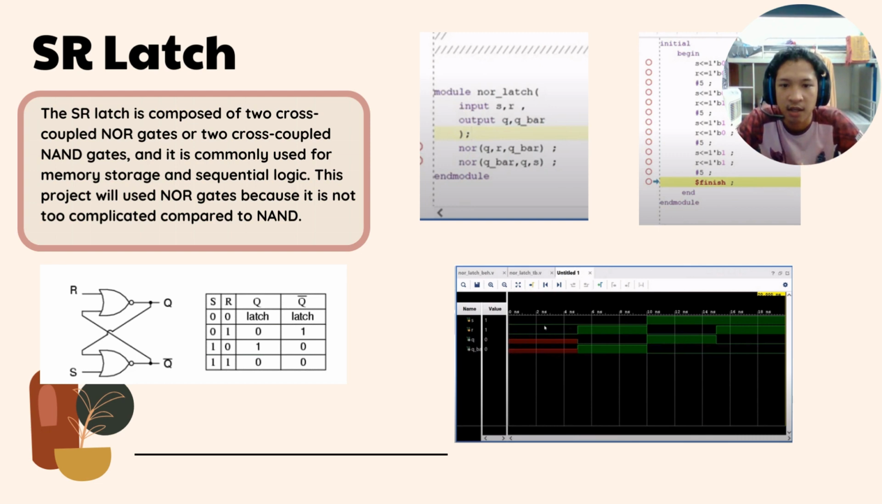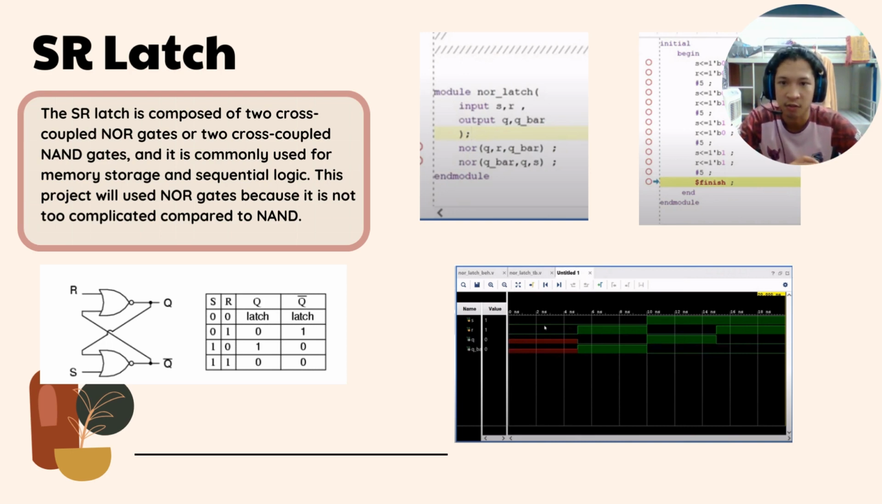So my part, I need to create SR latch. Before I explain in detail, I will overview the SR latch. The SR latch is composed of two cross-coupled NOR gates or two cross-coupled NAND gates, and it is commonly used for memory storage and sequential logic. This project will use NOR gate because it is not too complicated compared to NAND. So as you can see in the figure below, we use the NOR gate, which has two cross-coupled gates.